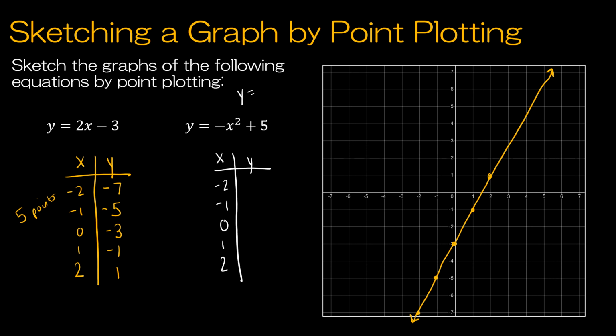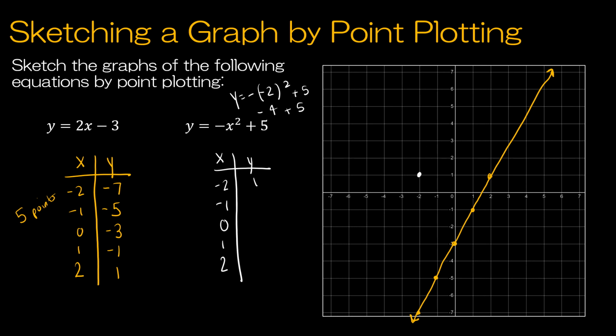So y equals -(-2) squared plus 5. Keep in mind, when I square a negative, it becomes positive. Oh, sorry, I forgot the negative out front. So y equals -(-2) squared plus 5. This is going to give me (-2) squared is 4, made negative, -4 plus 5 is 1. So (-2, 1).